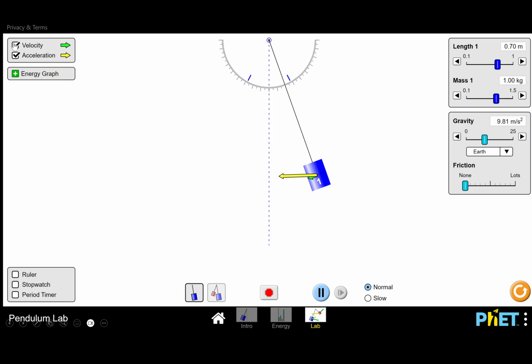Alrighty, so let's stop that there. So everything should be fine. That is what I'm trying to express right now. The conditions for simple harmonic motion.